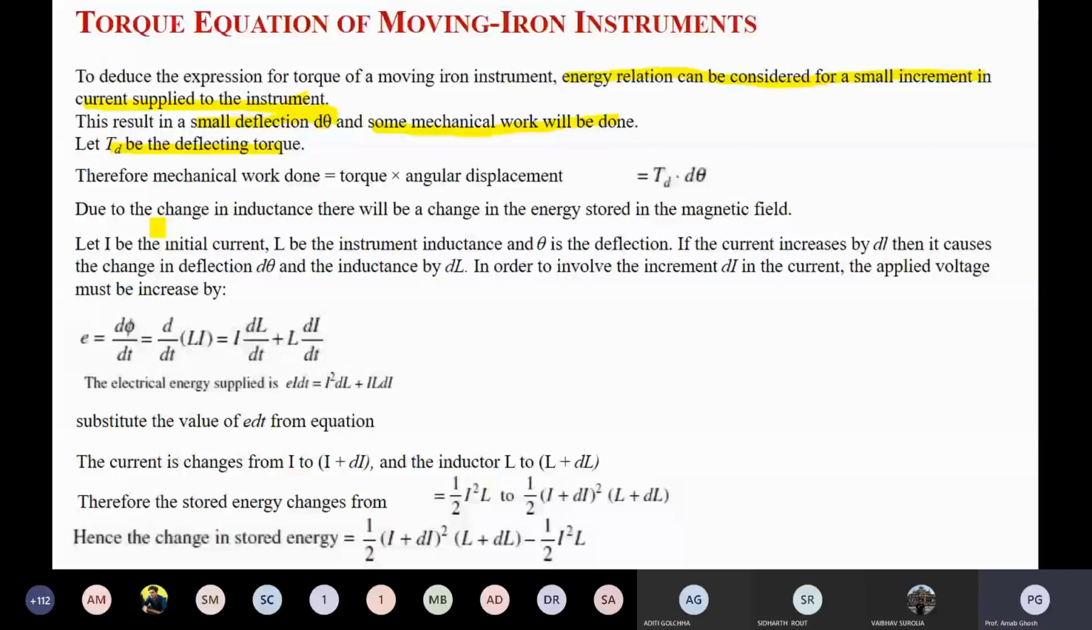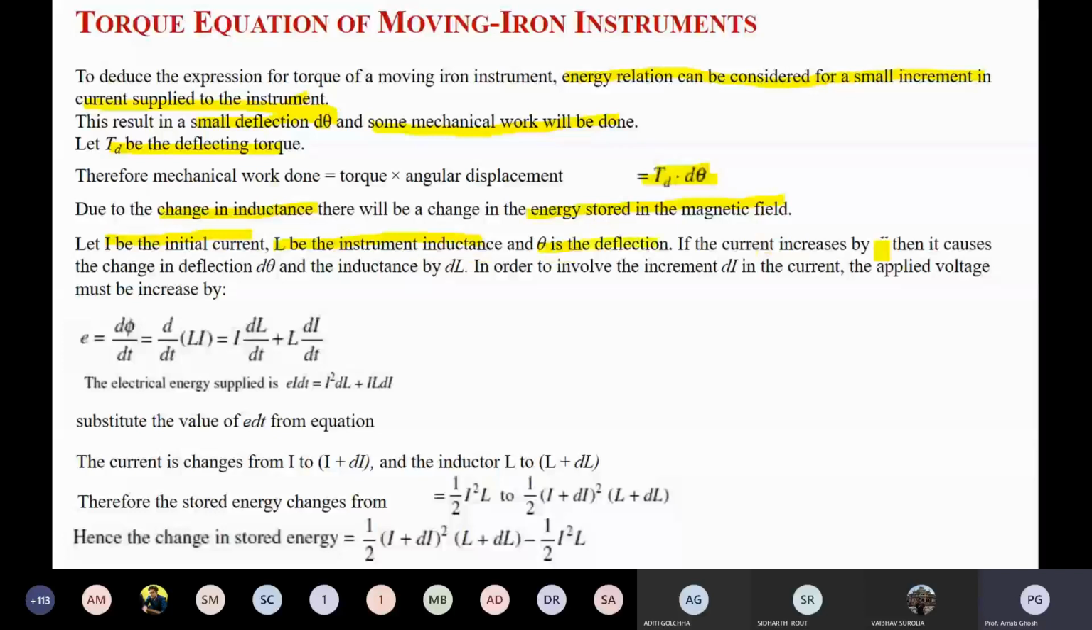So then what happened? The change of the inductance. So why is the change of the inductance observed? The energy stored in the magnetic field. Definitely the energy stored in the magnetic field may cause the changing of the inductance. So what is I? I is the initial current that is given. What is L? L is the instrument inductance. Theta is your deflection.